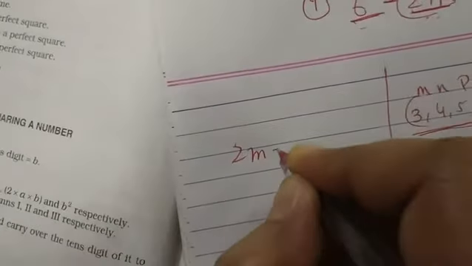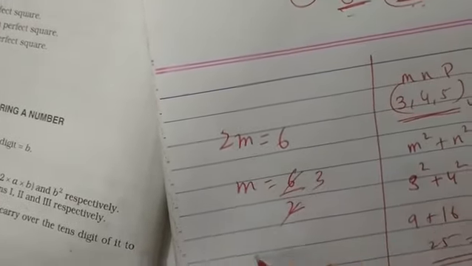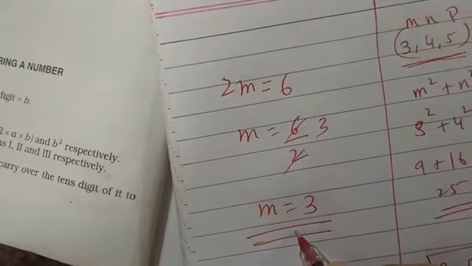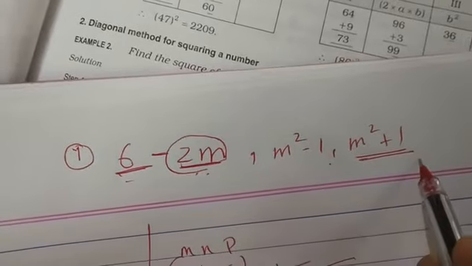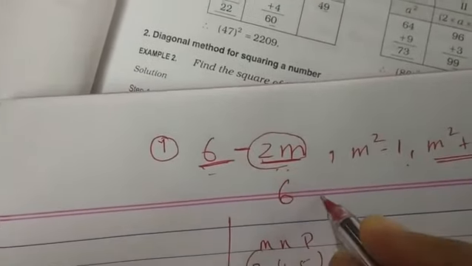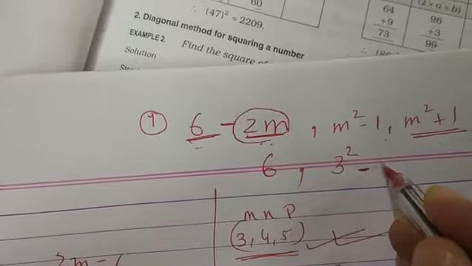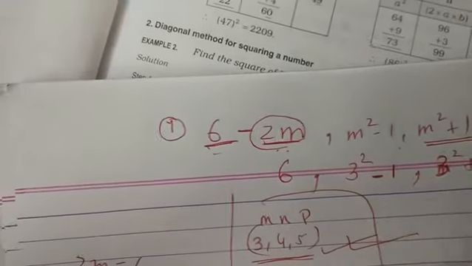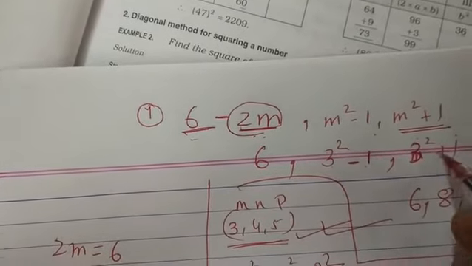So how can we find the m? If 2m is equal to 6, then m is equal to 6 upon 2, that is equal to 3. So the value of m is 3. Now we can find the next numbers, m square minus 1 and m square plus 1. The first number is 6. Now next is 3 square minus 1 and 3 square plus 1. 9 minus 1 is 8, 9 plus 1 is 10.